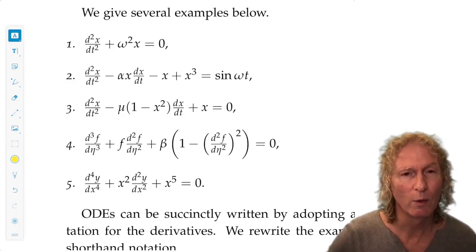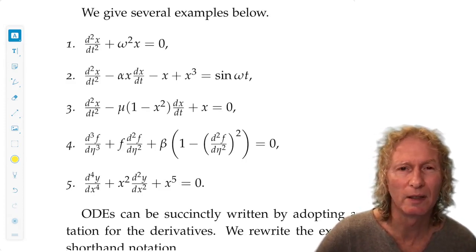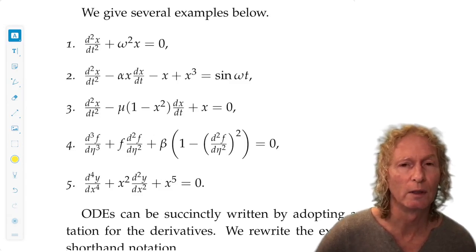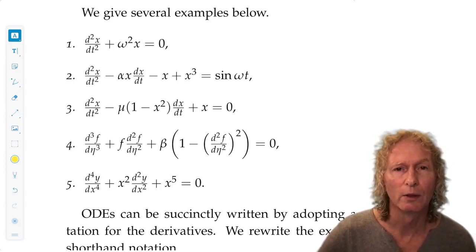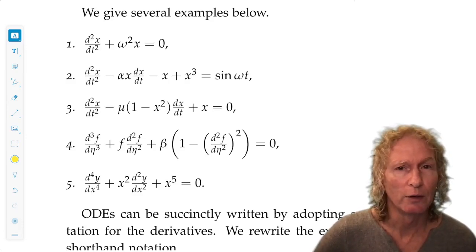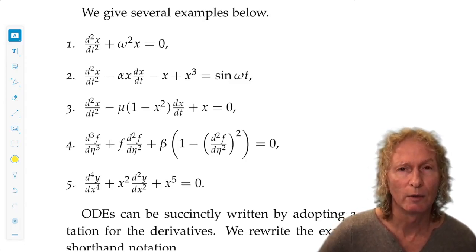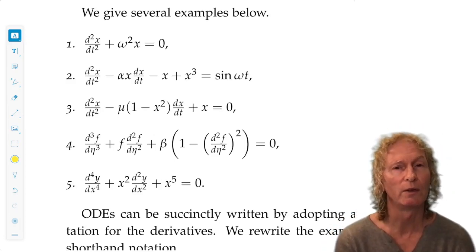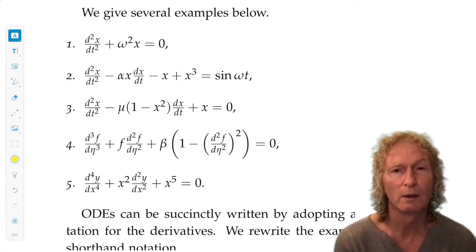Okay, with that out of the way, why is that so important? Well, with these notions clearly in our head of independent and dependent variables, then we can talk about what we mean by an autonomous versus a non-autonomous ODE, and a linear versus a non-linear ODE. In particular, if the independent variable appears explicitly in the equations, then the equation is referred to as non-autonomous. So, for example, in equation 2, the independent variable is t, and we see sine omega t, which is an explicit function of the independent variable.